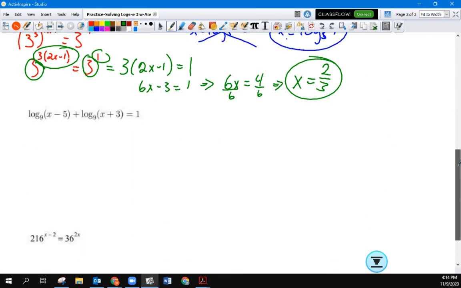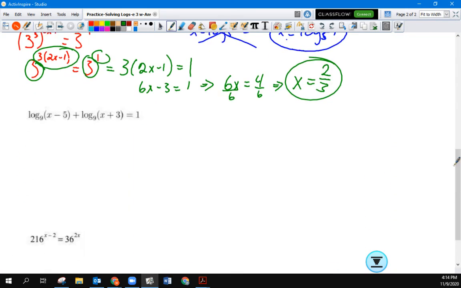Now, next one. As soon as I see I have logarithms only on one side, I know that I'm going to have to condense them and change it to its exponential form. If I have a log on both sides, then I know I'm going to try to use the one-to-one property and condense them and drop the logs.